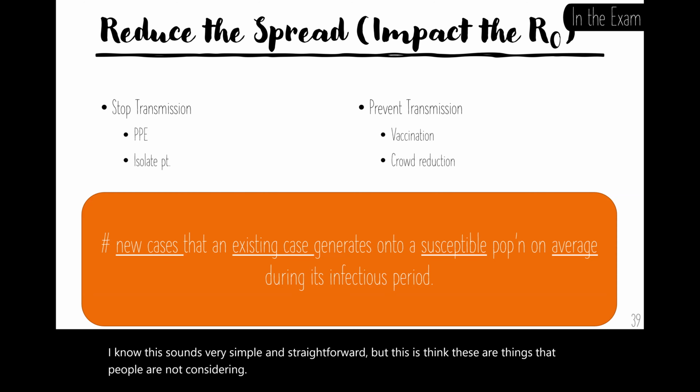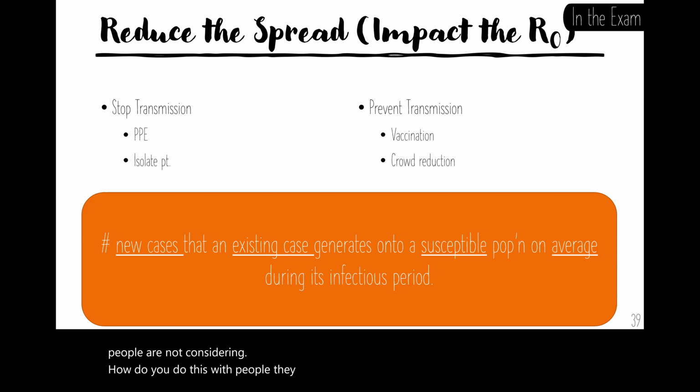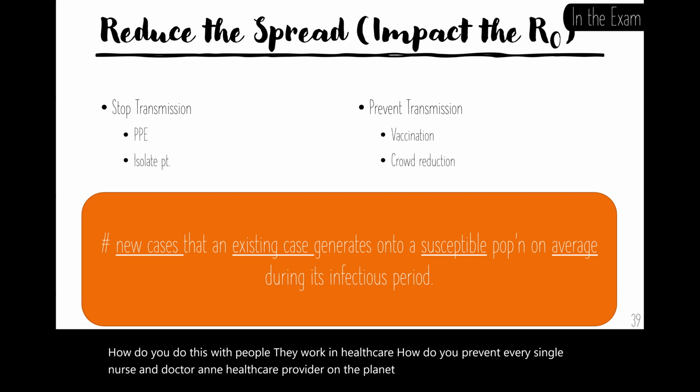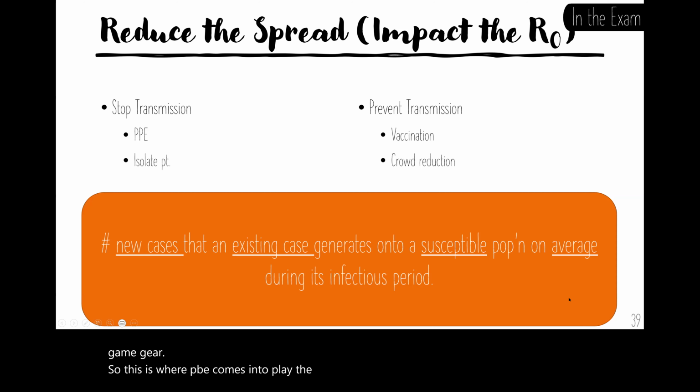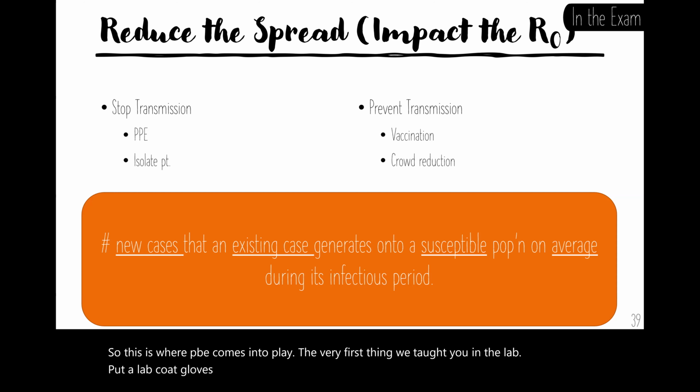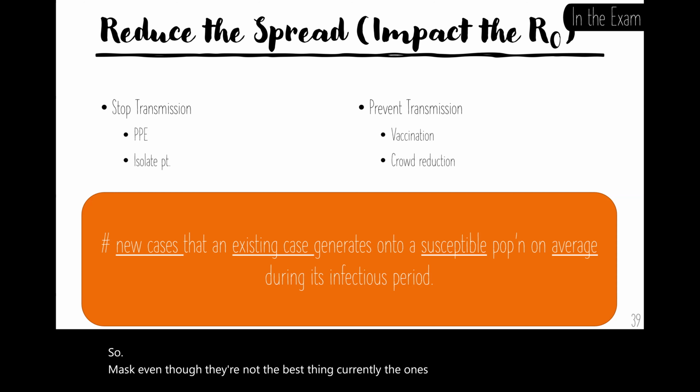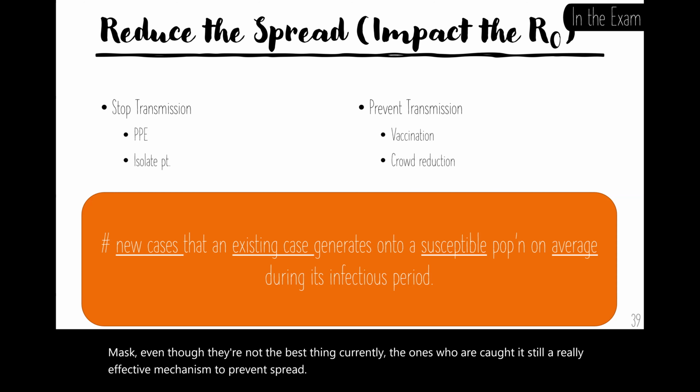Now, how do you do this with people that work in healthcare? Well, how do you prevent every single nurse and doctor and healthcare provider on the planet from getting sick? Protect them, give them gear. So this is where PPE comes into play, the very first thing we taught you in the lab. Put a lab coat, put some gloves on, put some goggles on, and now put some masks on. Masks, even though cloth ones are not the best thing, are still a really effective mechanism to prevent spread. So protect our healthcare providers, protect yourselves.